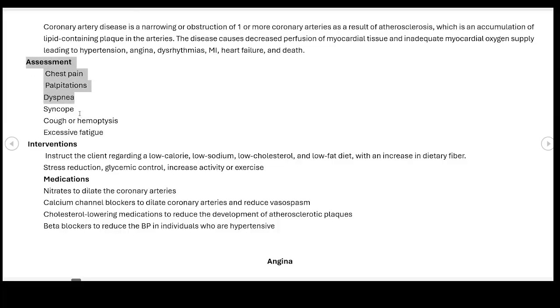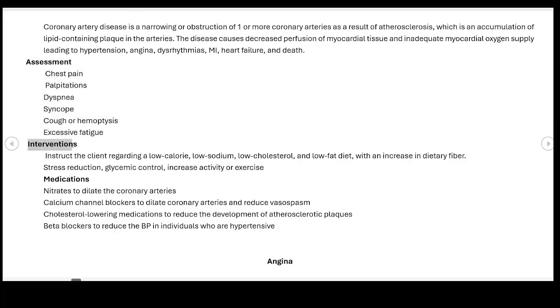Now, how would the question be framed when you are going for the test? It will fall under the physiological changes or physiological adaptation. So which of the following clinical manifestations are you expecting with a person who has been diagnosed with CAD? Know that this person has a low amount of oxygenated blood moving to the heart. So we're talking about chest pain, palpitation, dyspnea, syncope, coughing blood, and then also excessive fatigue.